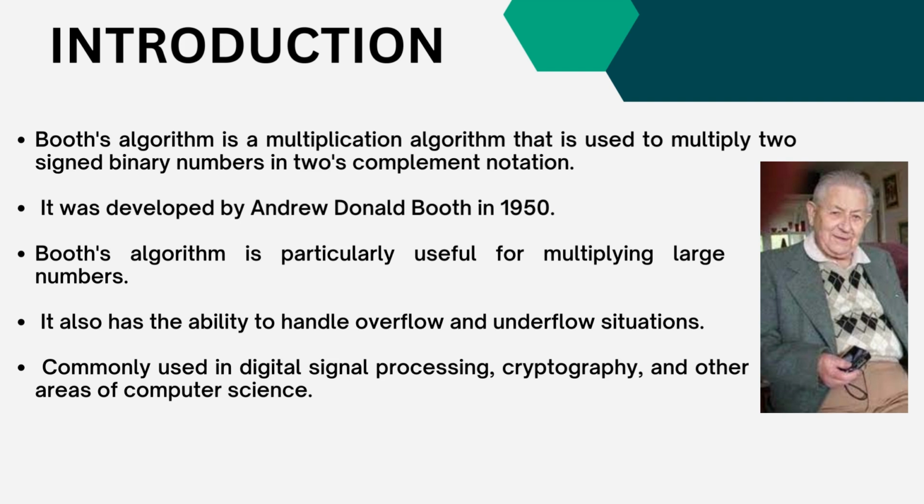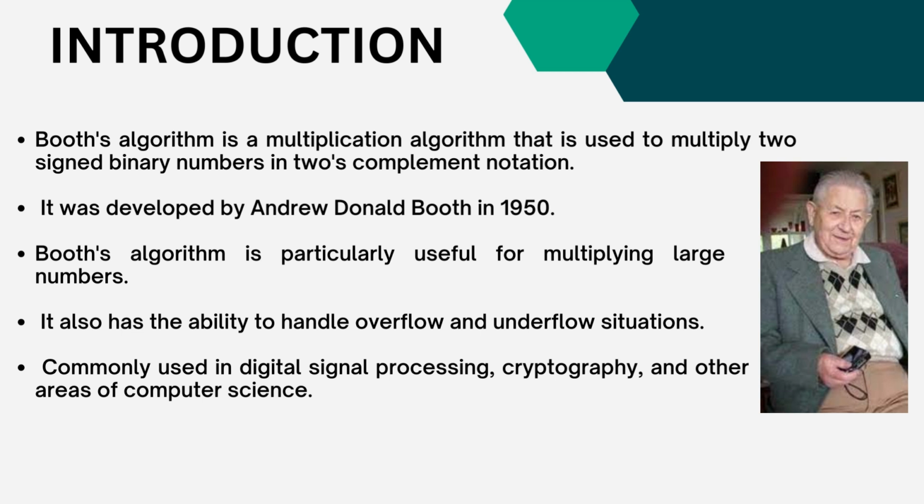The algorithm works by repeatedly adding one of two values to a product register based on the values of adjacent bits in the two input numbers. The two values are -1 and +1 times the second input number, the multiplier, and the choice of which value to add depends on the value of the rightmost bit in the product register.